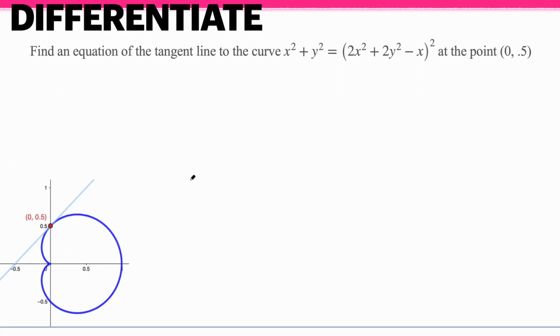So last problem, if you want to go ahead and pause the video to attempt this problem and then hit resume when you would like to see the answer.